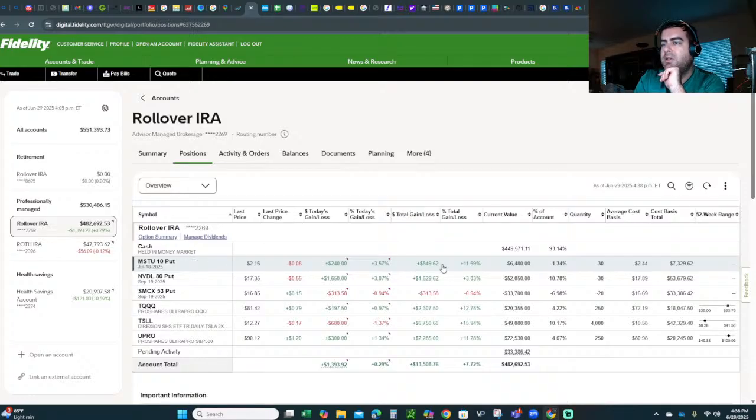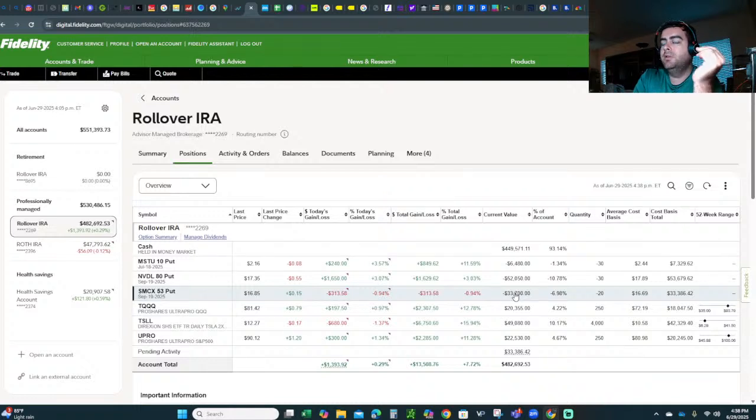I opened up MSTU at $10, NVDL at $80, and see I'm up in these. SMCX I went to $53 because it had such a good day Friday, but then it pulled back a little bit.